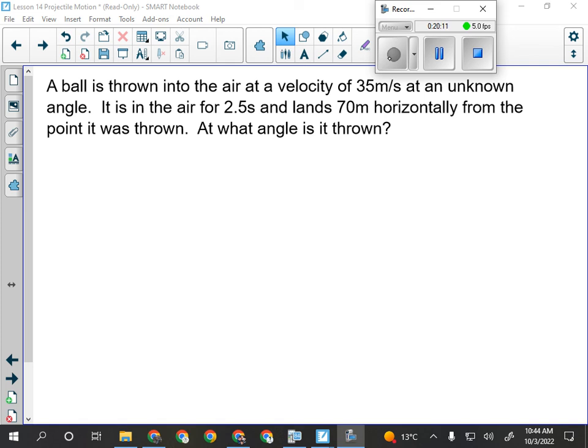So in this one, you are looking for the angle of launch. Okay? And you have the velocity of launch without the direction, okay? And you know some horizontal information. So you can work backwards a little bit on this one. Okay?